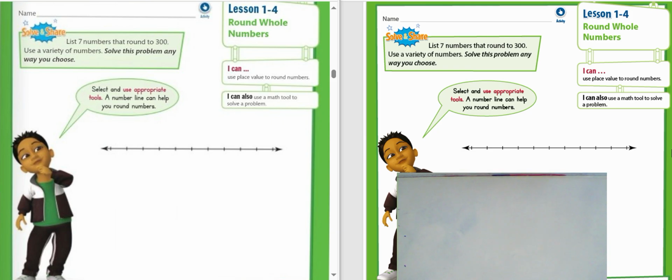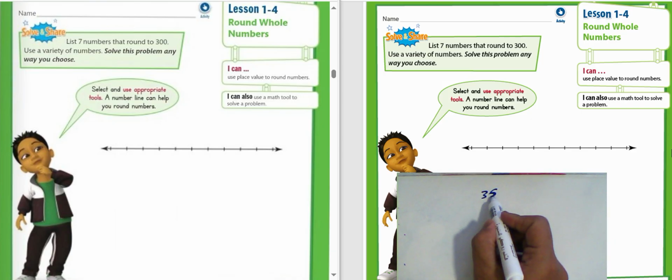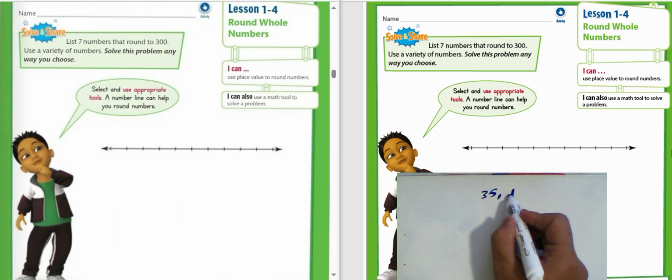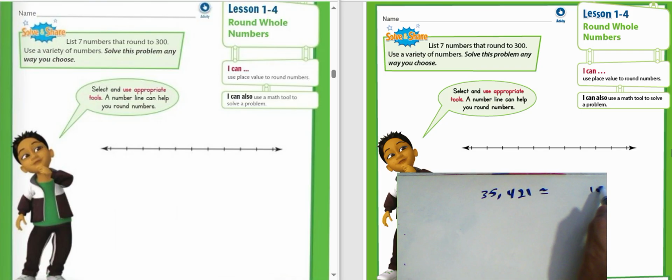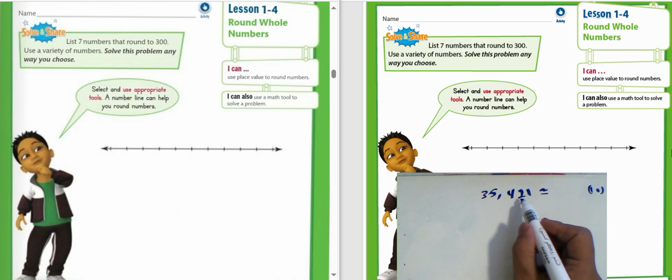Today we'll explain lesson number 4, round whole numbers, approximating to the nearest tens, hundreds, thousands, 10,000s, 100,000s, and so on. To approximate, we must look at the digit here, like this number, 35,421. We want to approximate this number to the nearest 10. Look at the tens place here too.